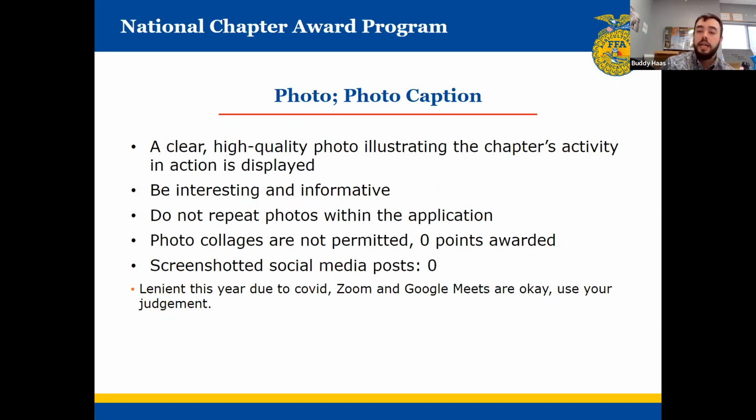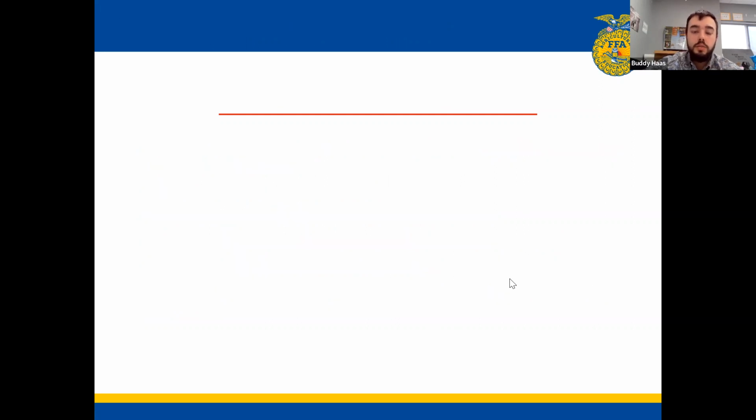If a kid had a Snapchat while they're at the activity and you're screenshotting the Snapchat, that would be an example of a screenshotted social media post, and that again would receive 0 points. If at any time you believe there are discrepancies with that, do not hesitate to email a question and we'll be able to take a look at that as well.